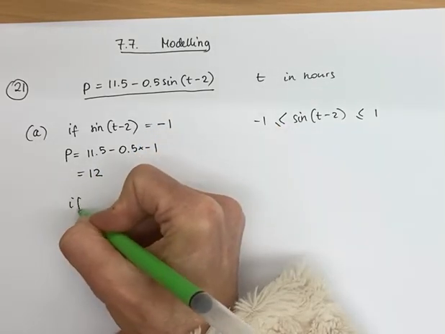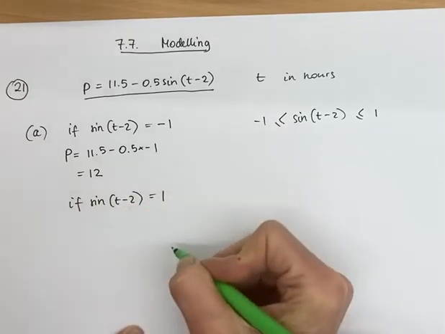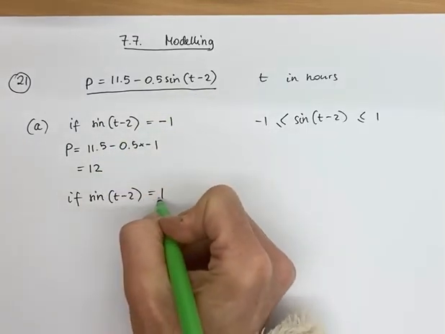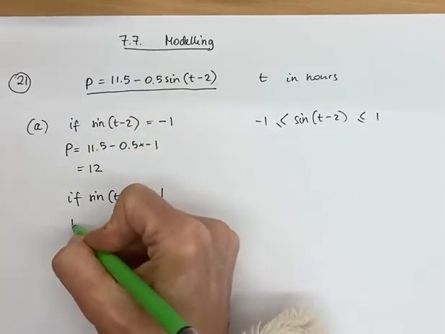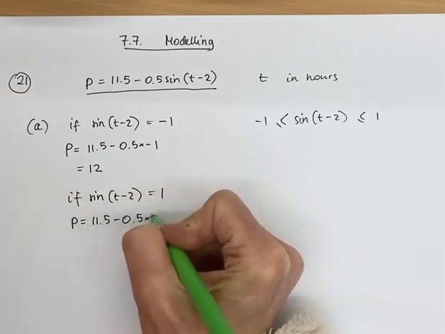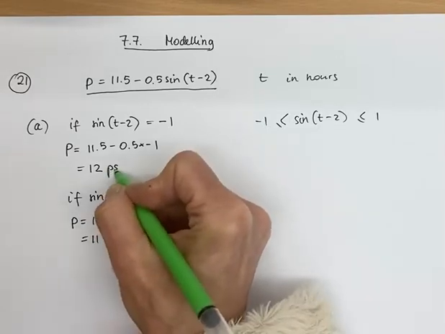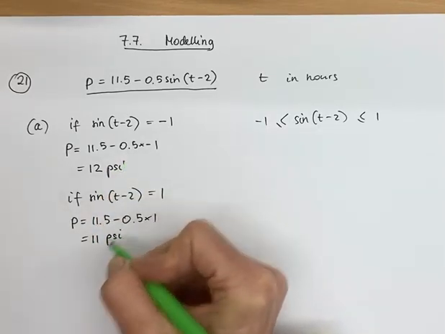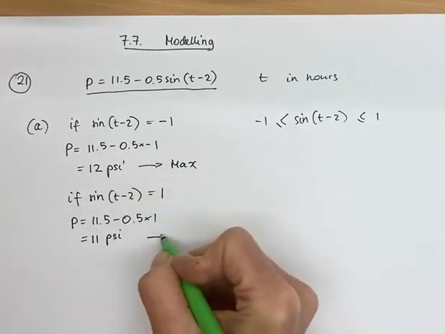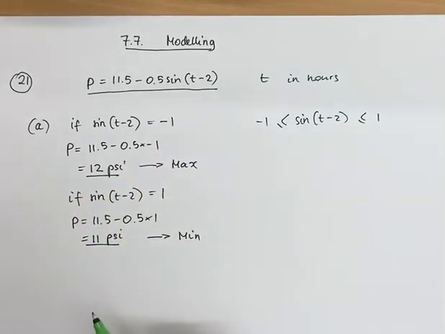Now, if sine is replaced with its maximum possible value, because that's the only part of the equation that varies, and its highest value is 1, P will be 11.5 - 0.5 times 1. That gives me 11 PSI. There you go. So that is the maximum value and this is the minimum value, and you've been asked to find both.